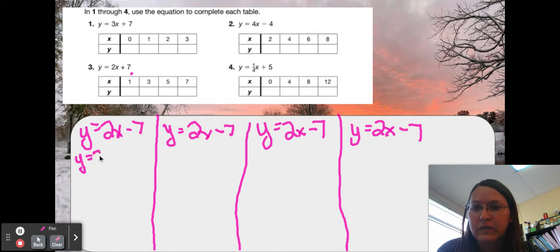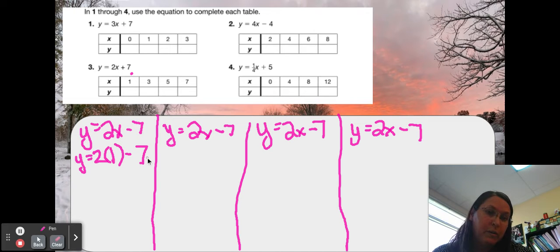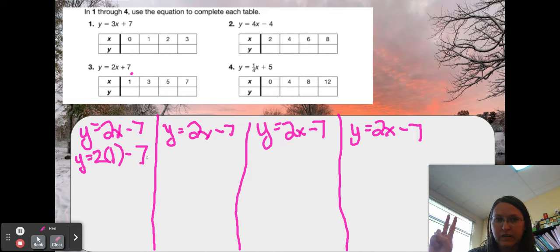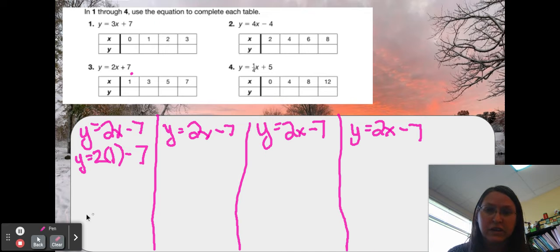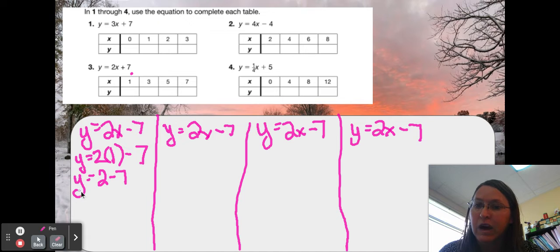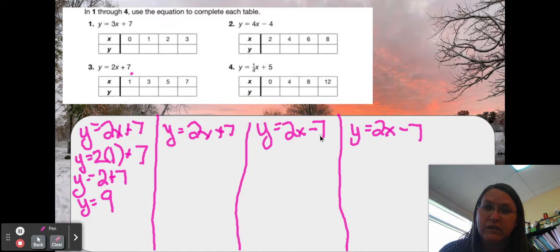So y equals 2 times 1 minus 7. Using the order of operations, there's no grouping symbols, there's no exponents, but there is multiplication or division. 2 times 1 would be 2 minus 7 equals y. This one's kind of tricky because it's supposed to be plus 7, sorry. 2 plus 7 would give me a 9. I just wrote this down wrong, so let me fix it really quick. Sorry about that. Now I'm going to put my 9 right here.